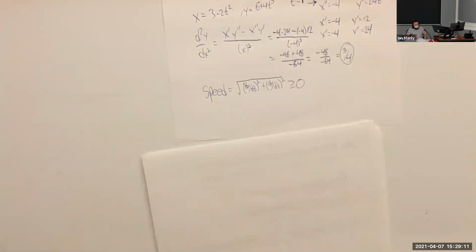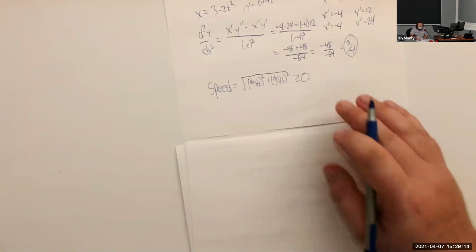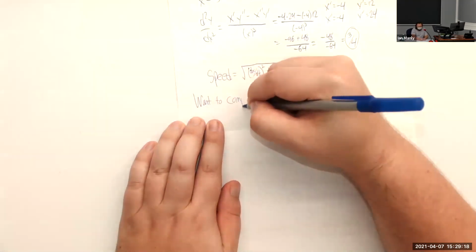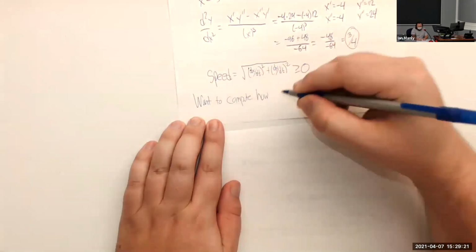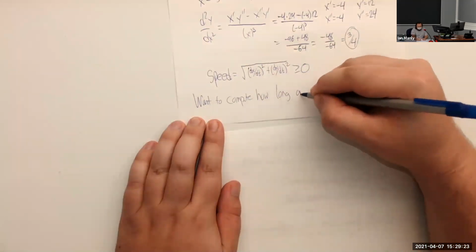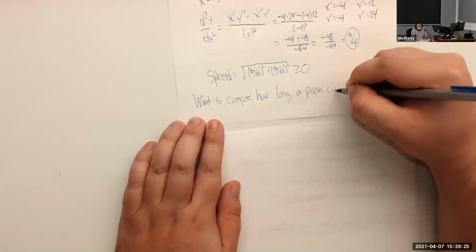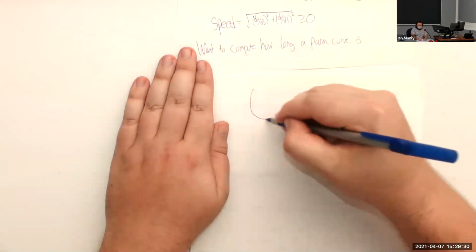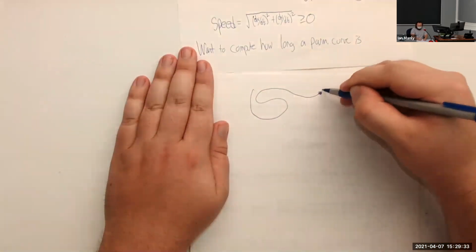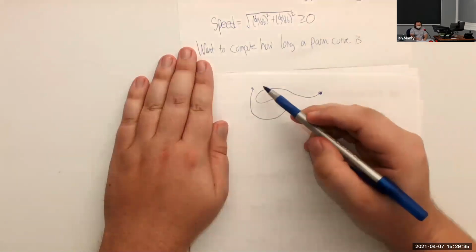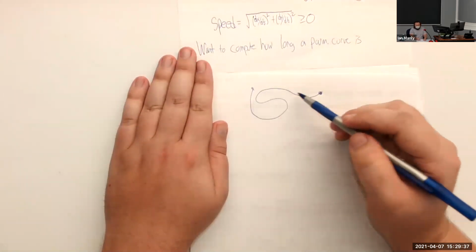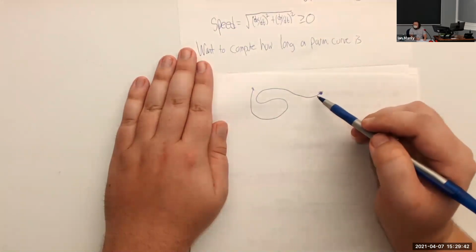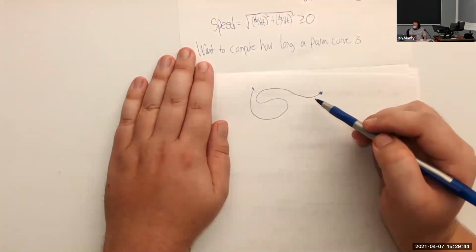Okay, now there's speed. What we want to do is compute how long a parametric curve is. So for example, let's say we draw some kind of squiggly like this. And we start here and then we end here. We may be interested in wanting to know how long this path is going to be right here. So that's what we're going to try to figure out right now.